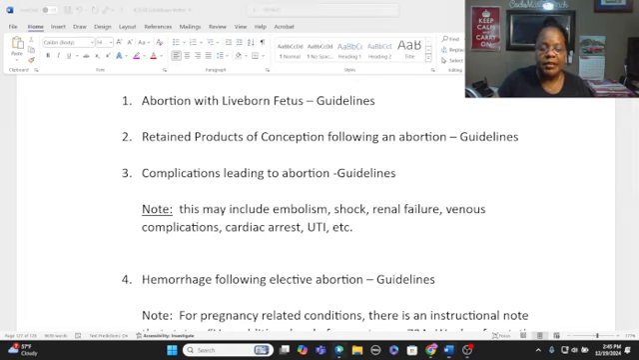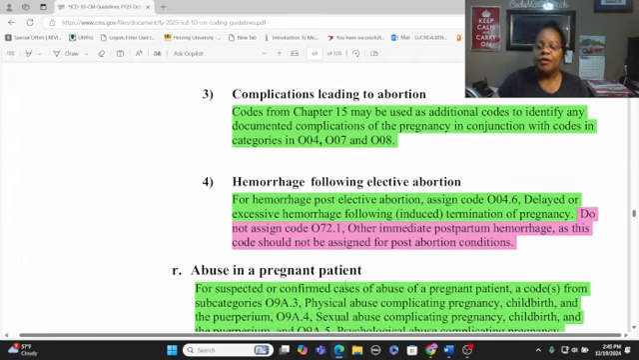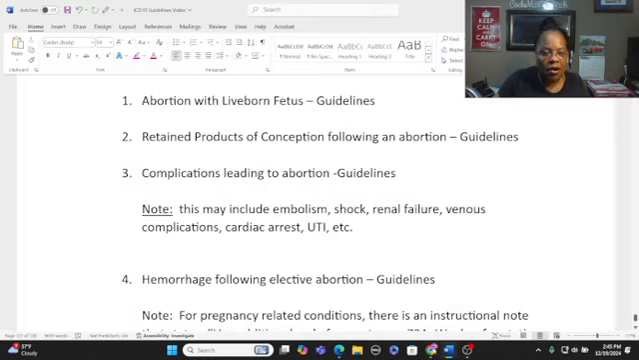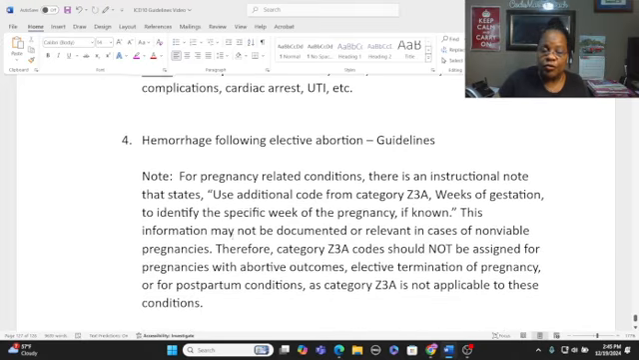Okay, let's look at number 4, hemorrhage following elective abortion. For hemorrhage post-elective abortion, assign code O04.6 for delayed or excessive hemorrhage following induced termination of pregnancy. However, do not assign code O72.1, other immediate postpartum hemorrhage, as this code should not be assigned for post-abortion complications. All right, let's make sure my handout, we're up to R. Oh, I have a note for hemorrhage.